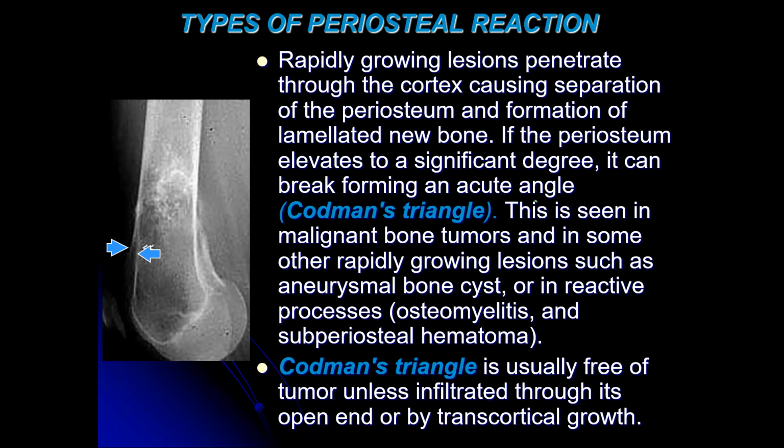If the periosteum elevates to a significant degree, it can break, forming an acute angle. This is called Codman's triangle, at the site of the arrows in the X-ray. This is seen in malignant bone tumors and in some other rapidly growing lesions, such as aneurysmal bone cysts, or in reactive processes like osteomyelitis and subperiosteal hematoma. Codman's triangle is usually free of tumor unless infiltrated through the open end or by a transcortical approach.